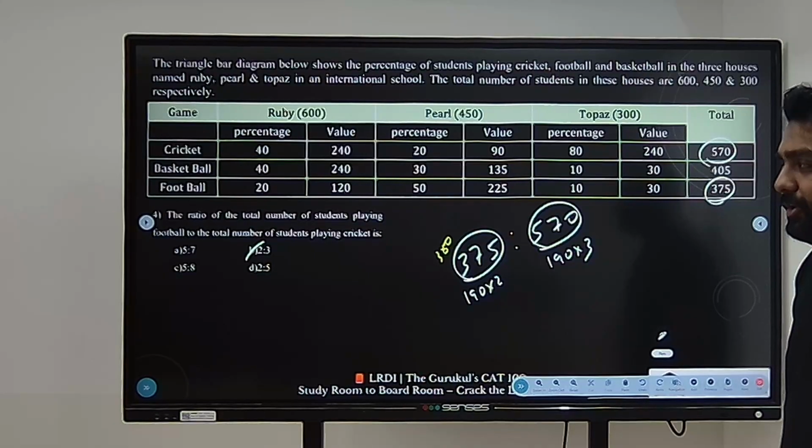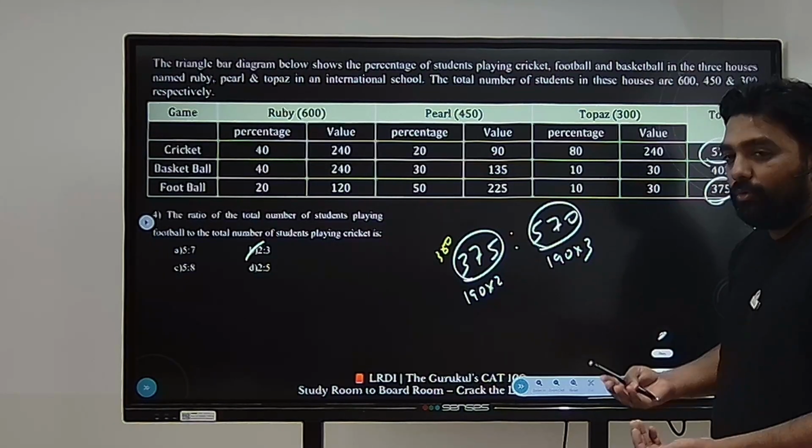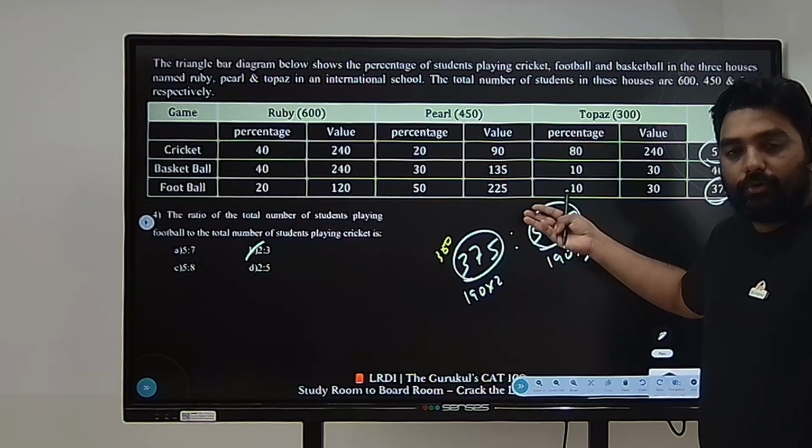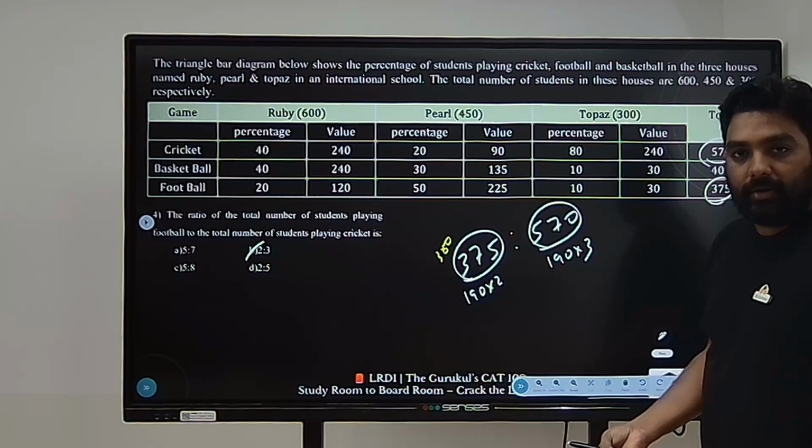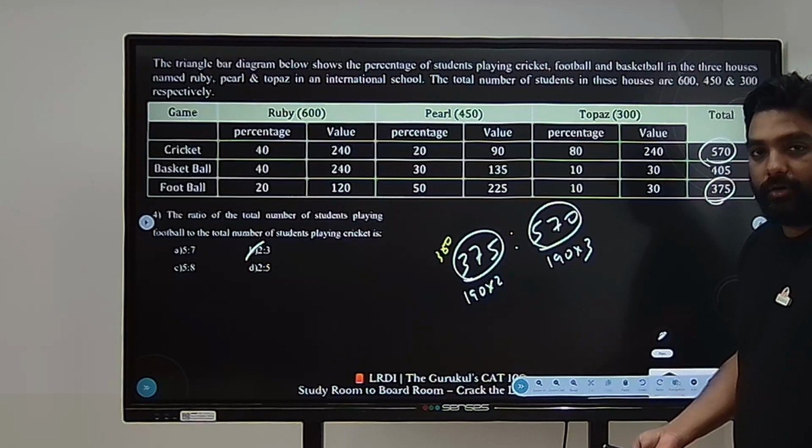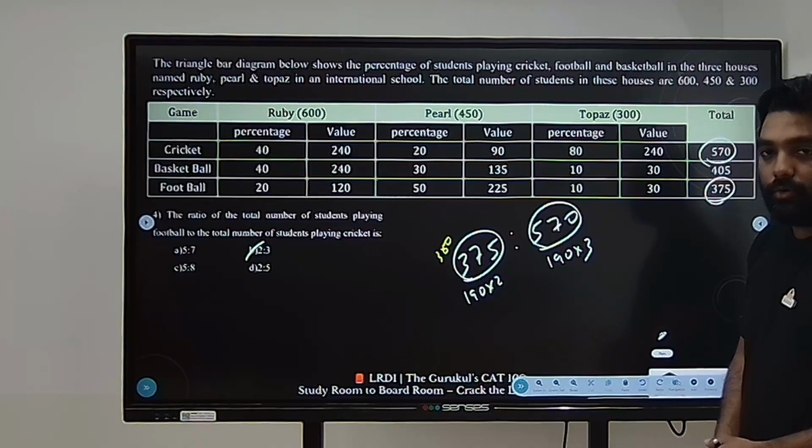Whenever they are asking you ratios, they don't want you to cancel with 5, they don't want you to cancel with 3 and then get the complete answer. They don't expect you to do that. We just need to find the closest value.